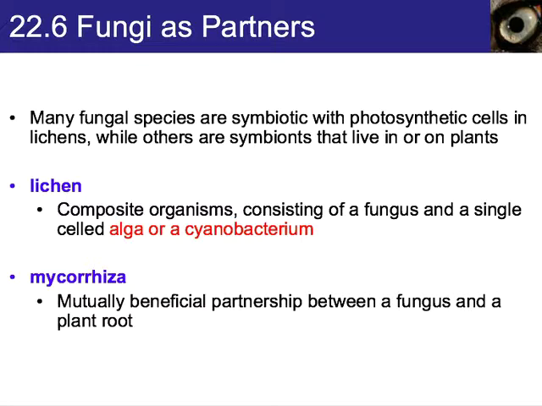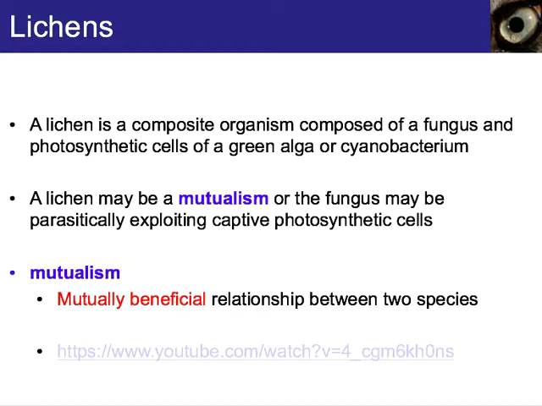So two that you need to know about are lichen and mycorrhiza. Lichen are a composite organism consisting of fungus and algae. And mycorrhiza is a mutually beneficial partnership between fungus and plant root. So the first one we're talking about is lichen. Lichen is literally a fungus and a green algae coming together in a mutualistic relationship, where the fungus might be using the energy from the photosynthetic cells of the algae, and the algae is going to use the fungus for protection. And this is a great video that explains what lichen looks like and that relationship.